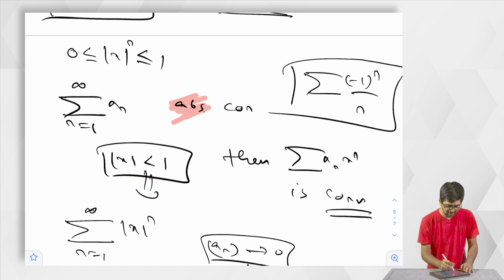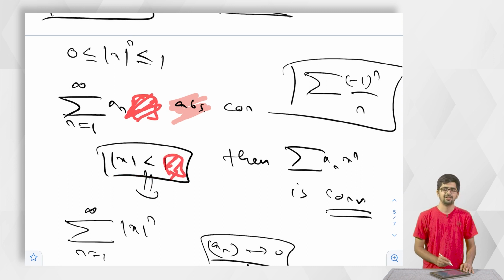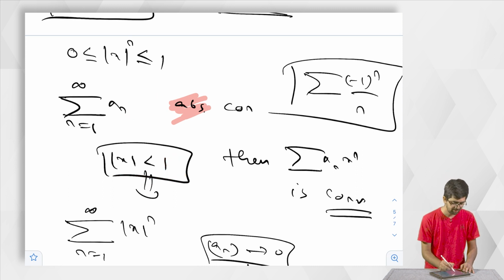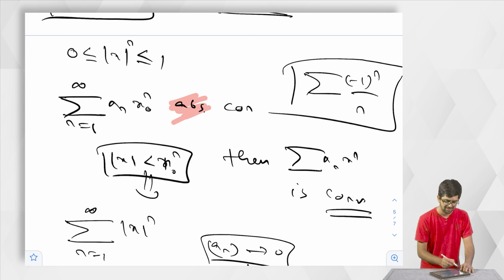So then, 1 was mentioned here, 1 is mentioned here. So maybe it is true if I put some x^n here, I should put x^n here also, maybe x0^n. Maybe the power also should change.